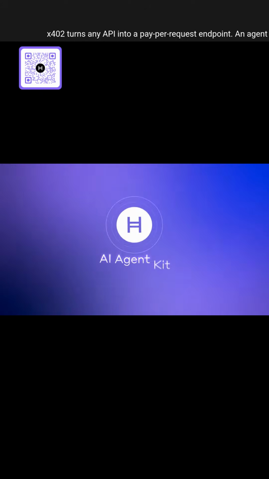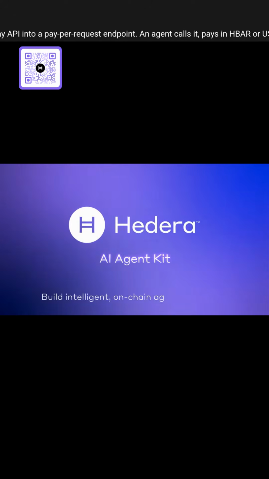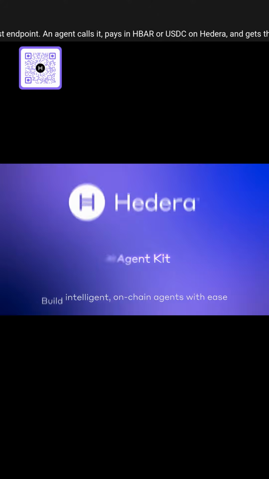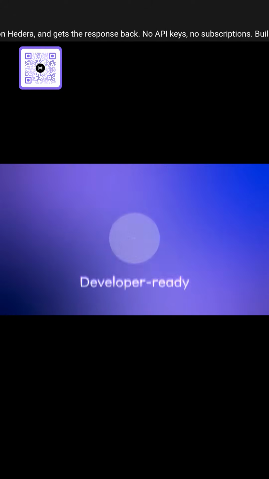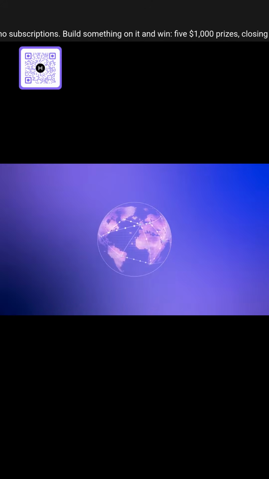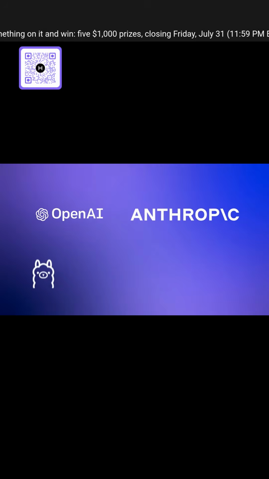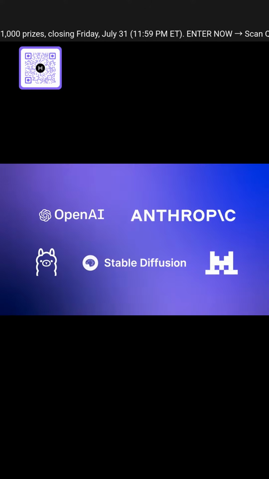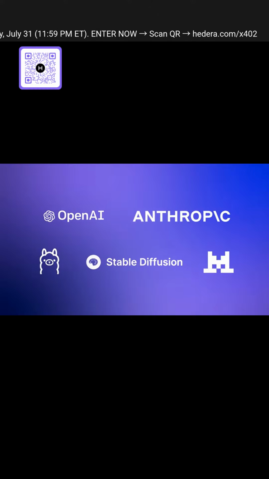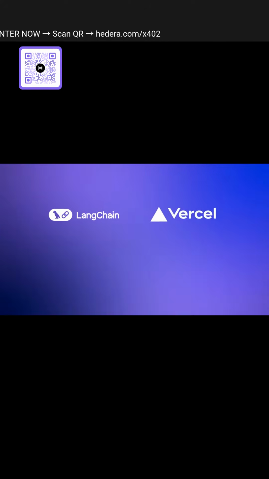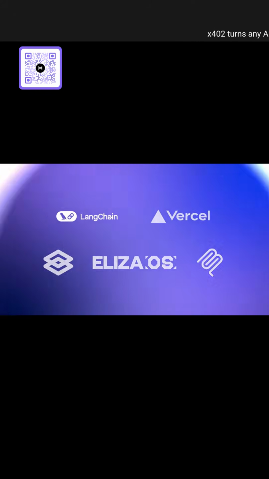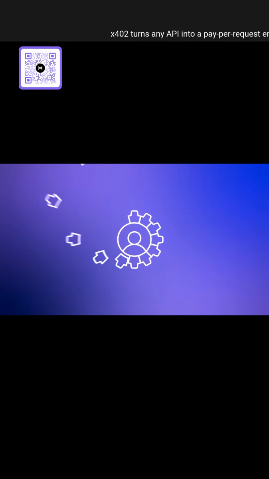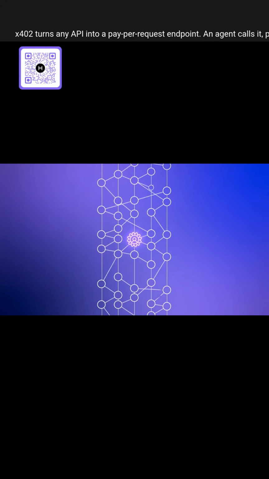Introducing the Hedera AI Agent Kit, the easiest way to build intelligent on-chain agents. Designed for developers, it's a modular, open-source toolkit to build, deploy, and scale trusted AI agents on Hedera, powering a more connected digital economy. With the AI Agent Kit, you can build agents integrated with industry-leading LLMs. Use industry-standard tools like LangChain, Vercel AI SDK, Eliza OS, or MCP to build agents that do more than just talk, from concept to deployment.